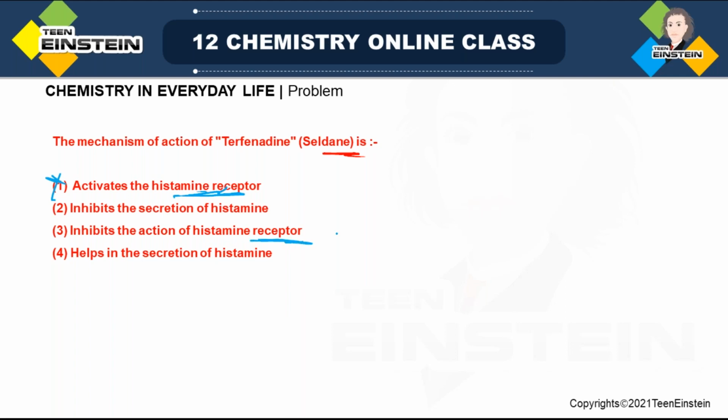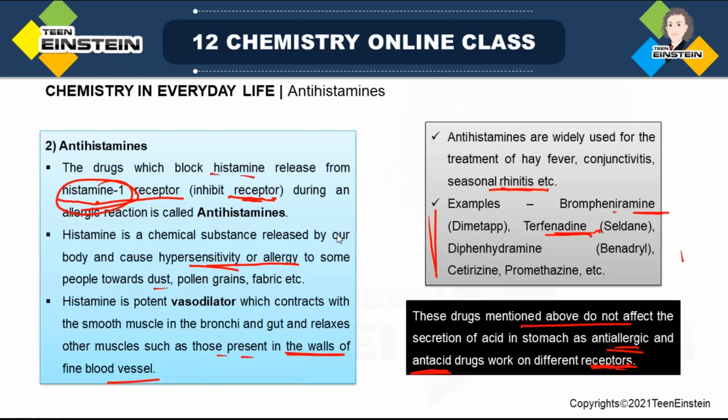That means, remember in the previous slide, here it is mentioned histamine 1 receptor. So they are not directly controlling histamine, but they are controlling the histamine 1 receptor, because histamine as a chemical messenger is interacting with the histamine 1 receptor. And the role of the drug is to block this receptor with which histamine is interacting. So it is not directly controlling histamine.